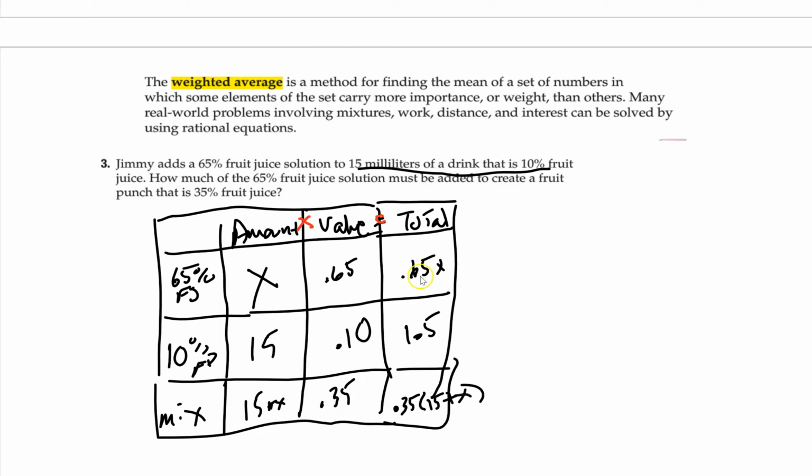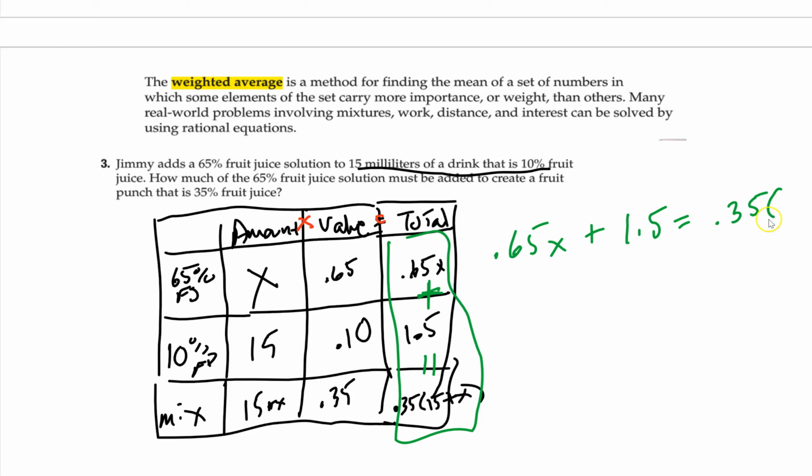And it's always the same way that we make this equation. We add this fruit punch here, which is fruit juice, plus this fruit punch to get our mixture. We add these two columns to get that third column. And that's our equation. It's kind of the amount times value equals the total.